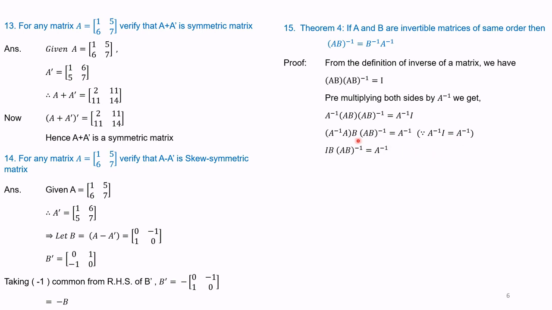Therefore, we get A^-1 into A is I, and B as it is, (AB)^-1, that is equal to A^-1. Therefore, it becomes I into B, I into B is B, (AB)^-1 retained, and the right side is also the same.